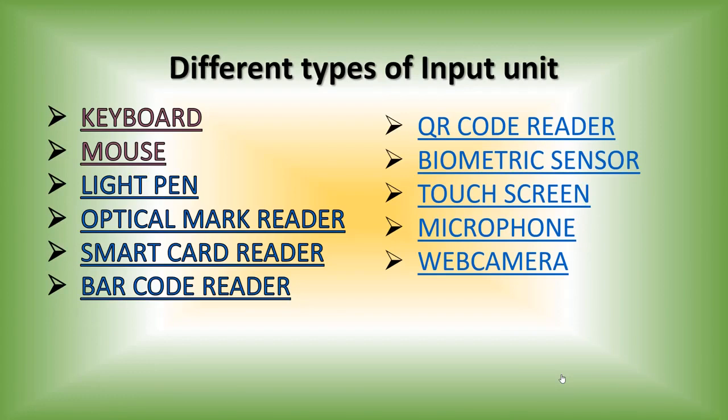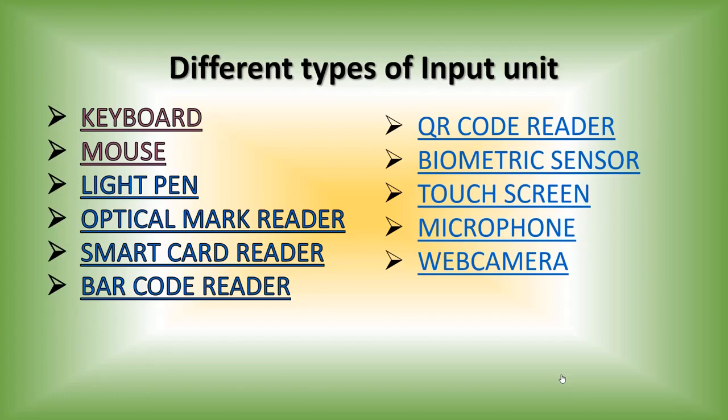Light pen is a pen-like device. Using that pen, you can select an item from your screen. Just like the mouse, it is a pen. Using the pen, you can select an item from the screen. And using this pen, you can also draw figures on the screen.